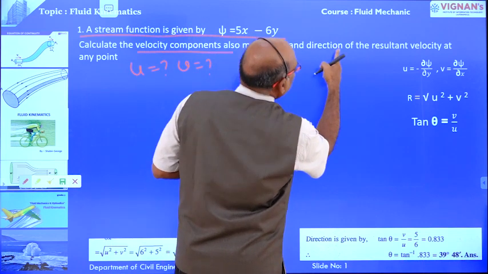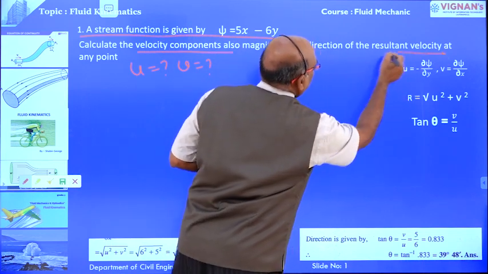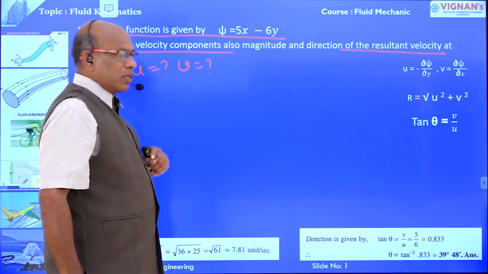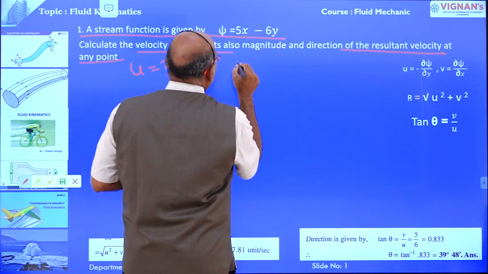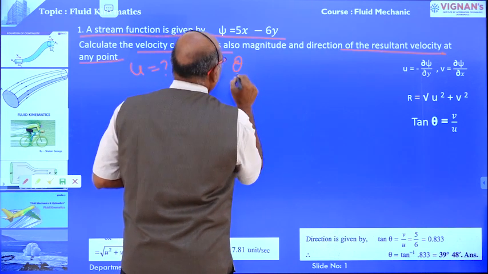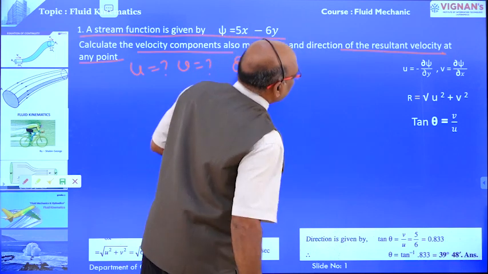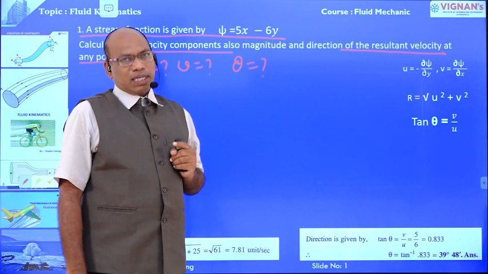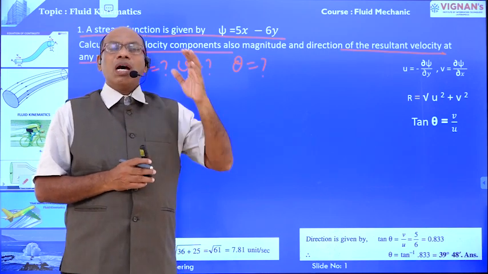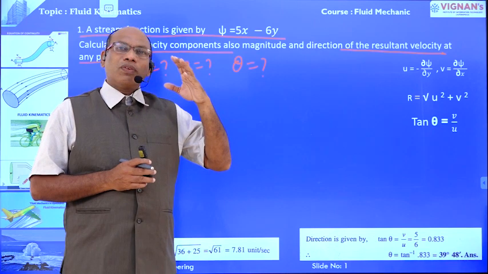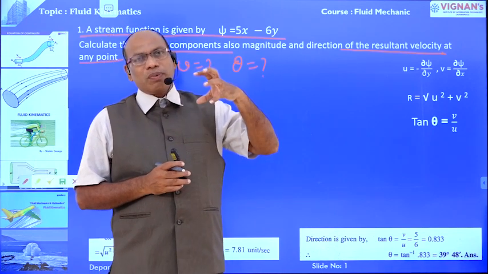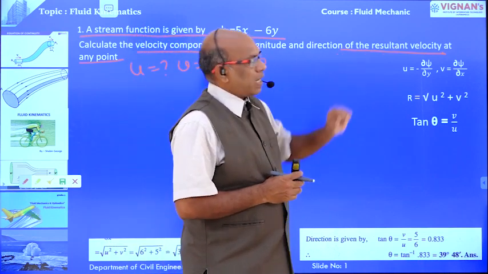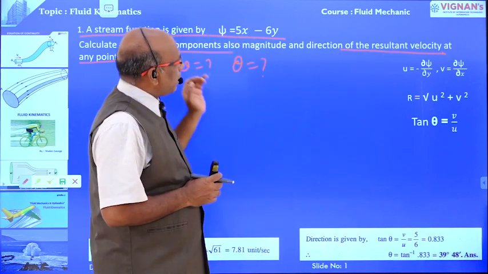Also find the magnitude and direction of the resultant velocity at a point. Apart from that, they want us to determine theta, the direction of the resultant velocity. These two heads we are going to determine. First, what is the component of velocity in the x direction, what is the component of velocity in the y direction, and also the direction of the resultant velocity.